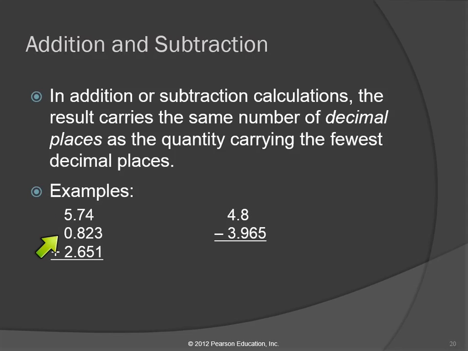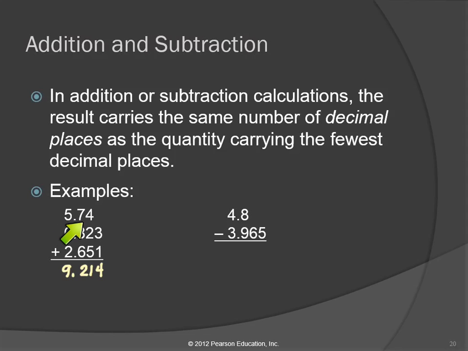We're stacking the numbers up like we were going to do the addition by hand without a calculator. But I'm going to go ahead and do the addition on my calculator. 5.74 plus 0.823 plus 2.651 equals, and I'm going to write the answer underneath, 9.214. And you see that the decimal points are all lined up.